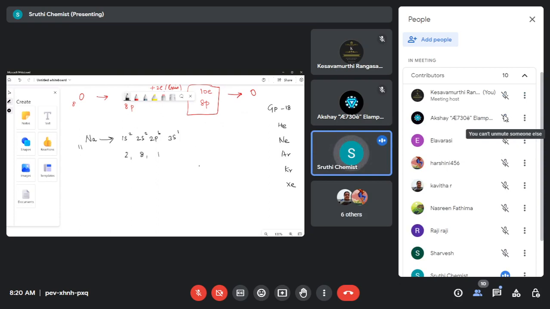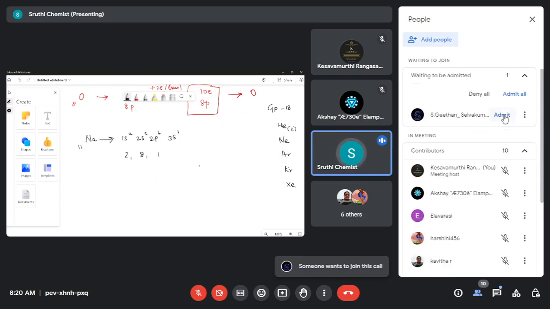Let's take helium. The atomic number of helium is 2. The electronic configuration is 2. Now tell me, what is the maximum number of electrons in the first shell? 2, ma'am. So helium has its first shell completely filled, so it is more stable. An atom with a completely filled outermost shell is more stable. Helium has only one shell, and that shell is completely filled.